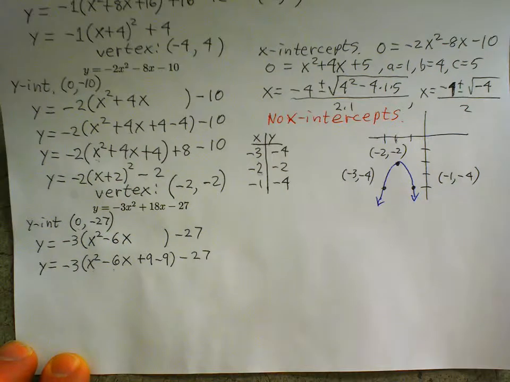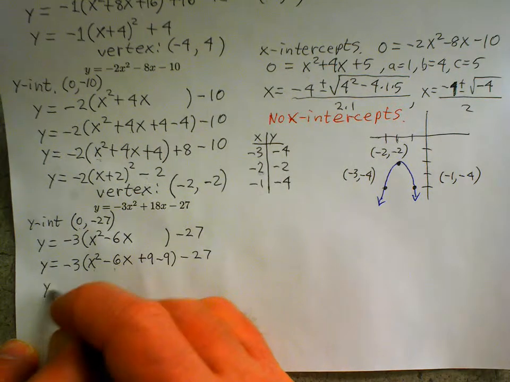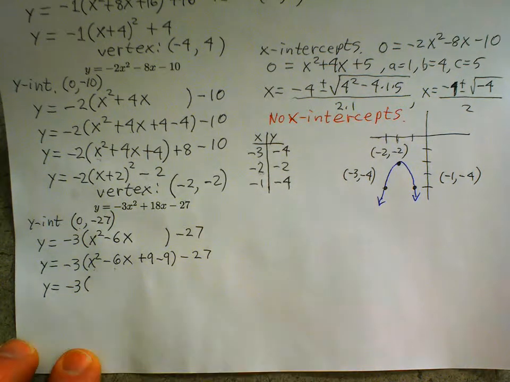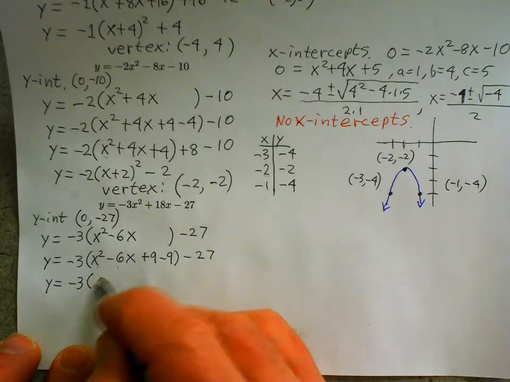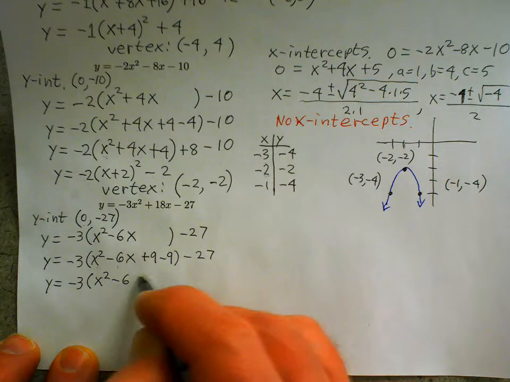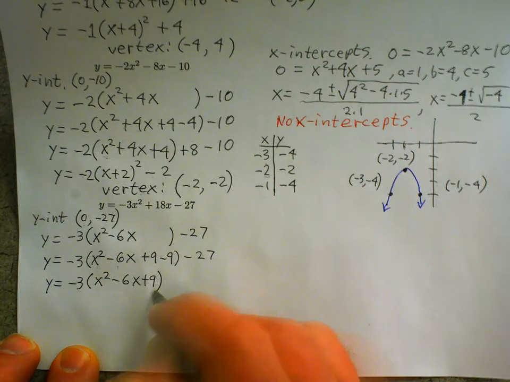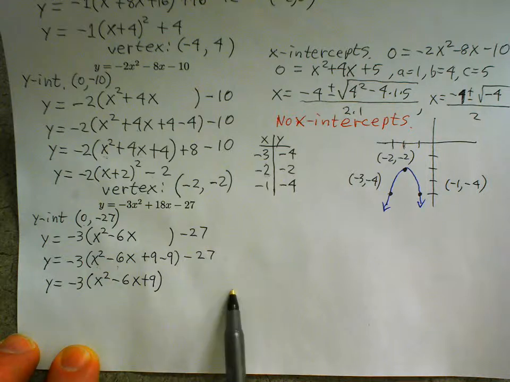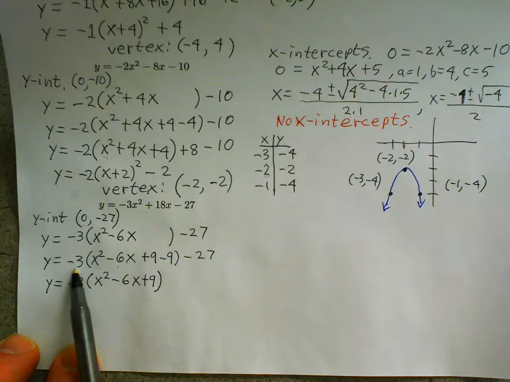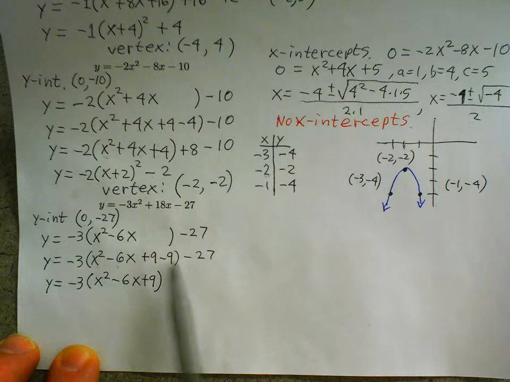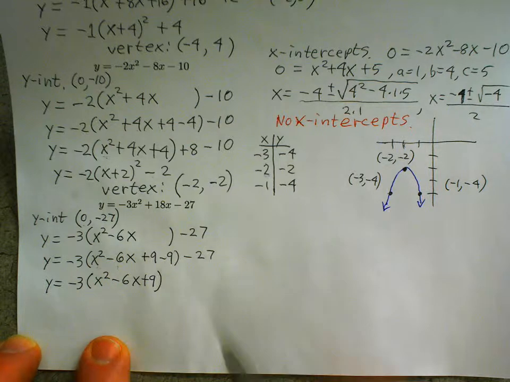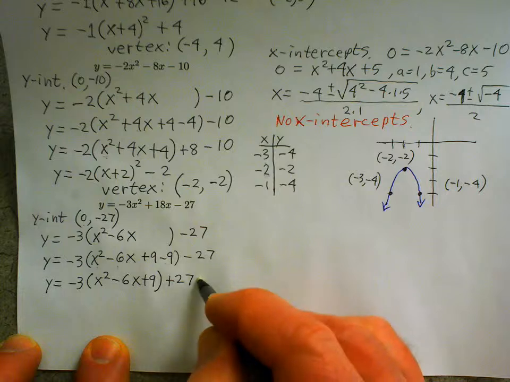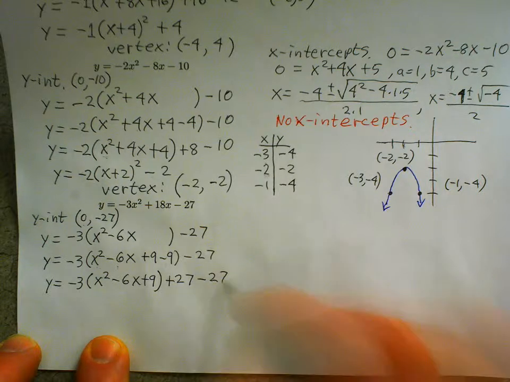Then in step 3, we keep the perfect square trinomial inside the parentheses, the x squared minus 6x plus 9. And on the outside of the parentheses, we're going to put what -3 times -9 is, which is +27. So we write +27. And then we write the -27 that's already on the outside.